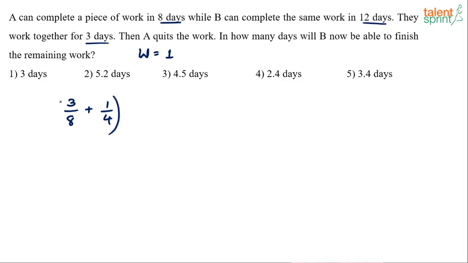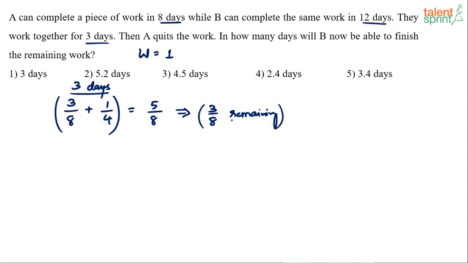Now, which means in the first three days, this much of work is over. 3/8 + 1/4. 1/4 can be taken as 2/8. So 3/8 + 2/8 is 5/8. If 5/8 is done, how much is remaining? 3/8 is remaining. Yes or no? You have been able to finish 5/8 of the work in 3 days. So 3/8 is remaining. And this 3/8 should be done by whom? This 3/8 has to be done by B alone, because A has left the work now.